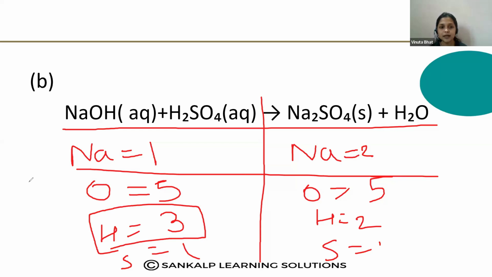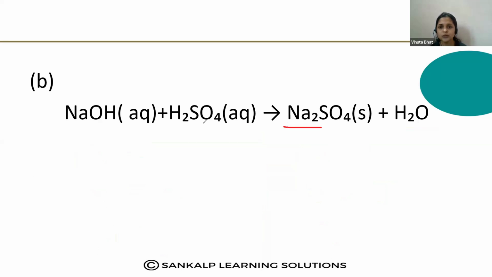Okay, so I will add 2 NaOH here. So sodium is balanced here. But check the hydrogen: 2 and here 2. 2 plus 2, 4 hydrogen. Here also I will add the 2. Hydrogen is 4.